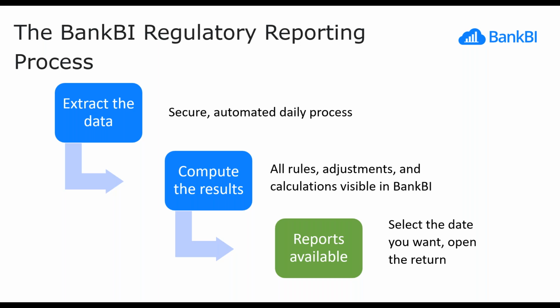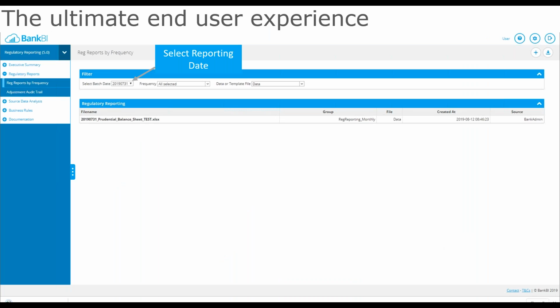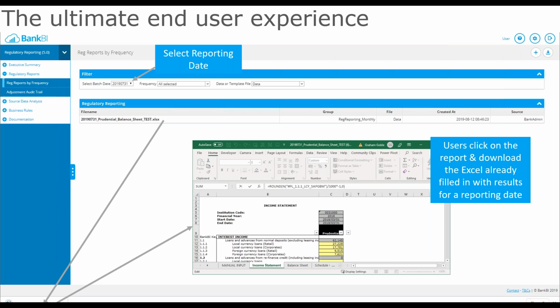The process is straightforward. We start by securely extracting the data and aim to automate that process daily. BankBI then applies all the rules, adjustments, and calculations required to compute the results. And then the reports are available in BankBI to view or for download by the end user. So we think this provides the ultimate end user experience. The reports can simply be selected by date by the end user, then downloaded or viewed online for the dates you need.